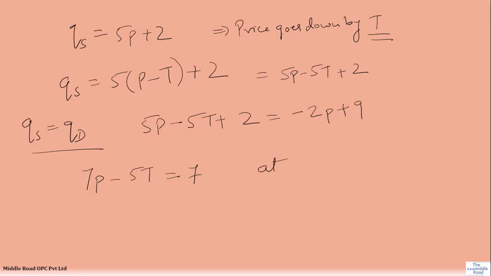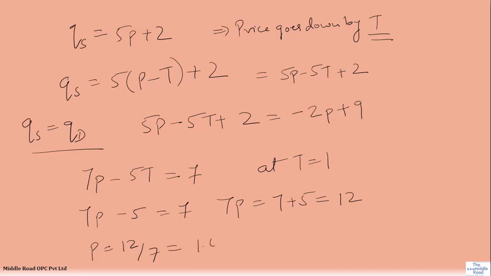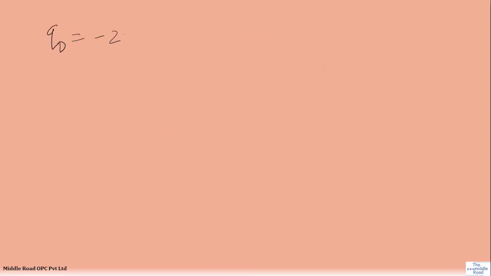Now you have a T, and you can put T equal to 1. Put T equal to 1, you have 7P equal to 7 plus 5, which equals 12, or P is equal to 12 by 7. You can calculate that. You will see that the price has actually increased. Then put this price P into the equation QD is equal to minus 2 into 12 by 7 plus 9. You will get the quantity demanded.